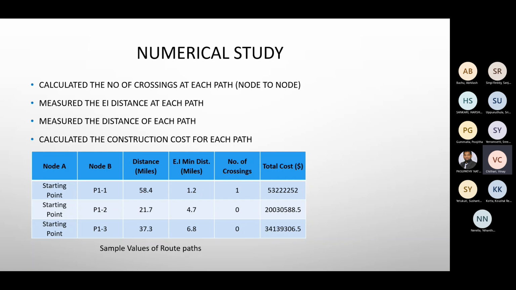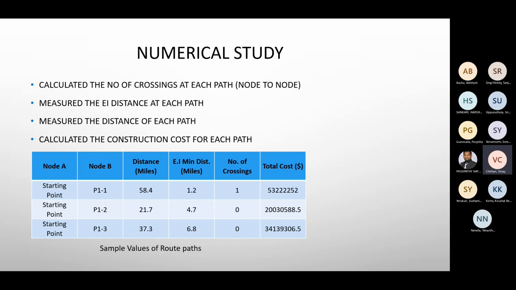Numerical study. We have to calculate the number of crossings at each point, from node to node. Measure the EI distance at each path. EI distance is nothing but environmental impact. Measure the distance of each path. Calculate the construction cost for each path.